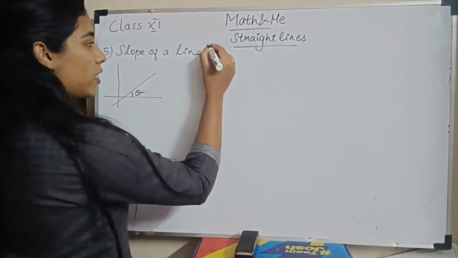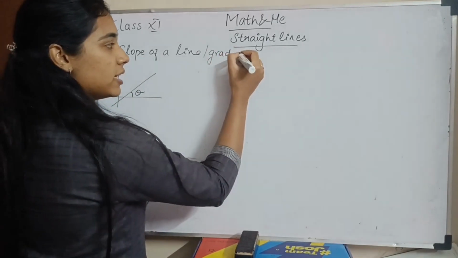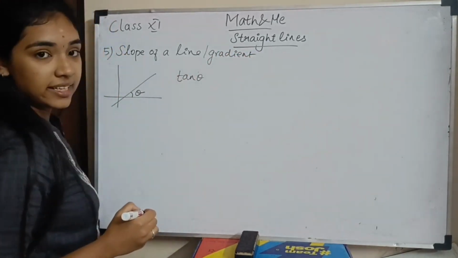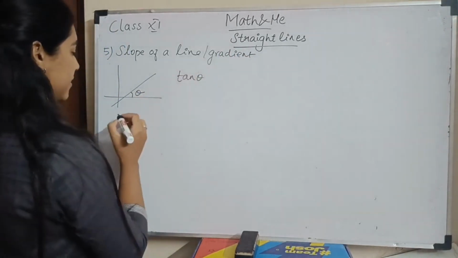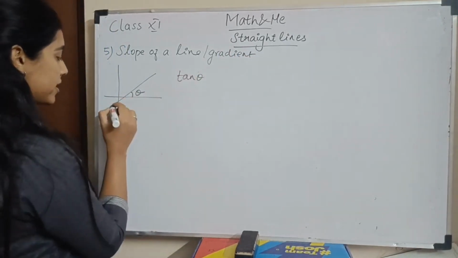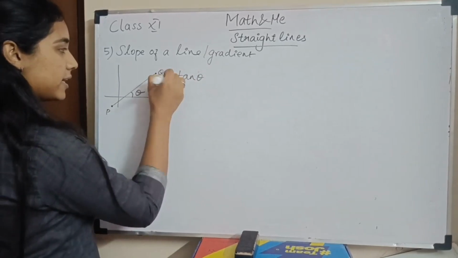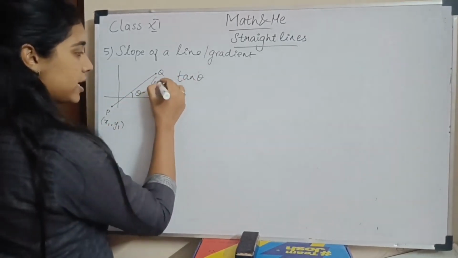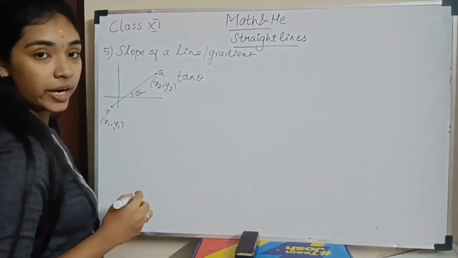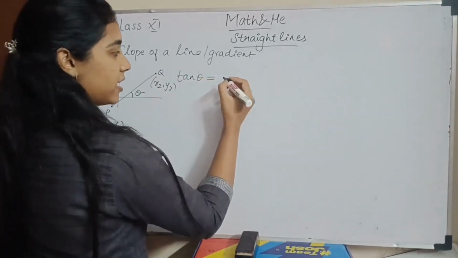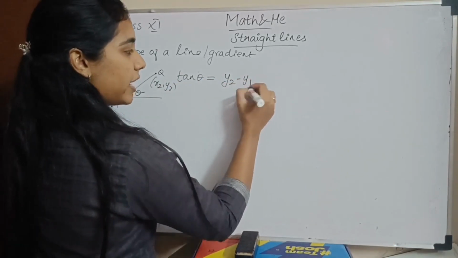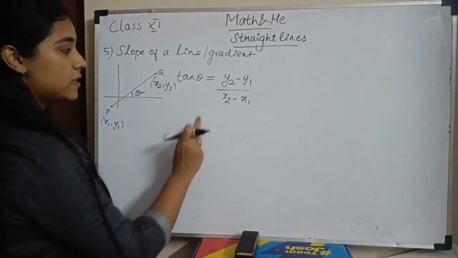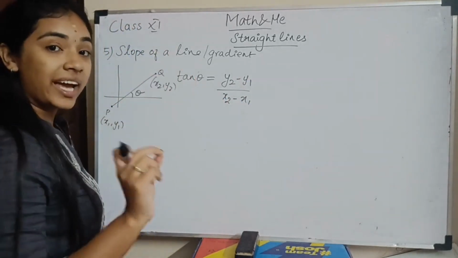And the slope, or the gradient as we also call it, is nothing but tan theta. Tan theta is nothing but, when you have 2 coordinates, for example, this is your point P and this is your point Q, and if this has coordinates x1, y1 and this has coordinates x2, y2, that means that tan theta is nothing but y2 minus y1 divided by x2 minus x1. This is the slope of a particular line or a line segment.